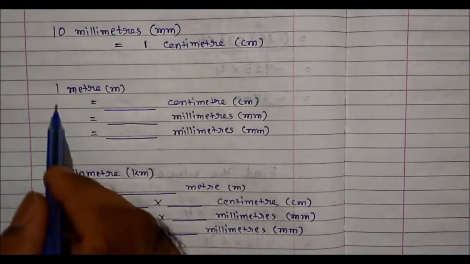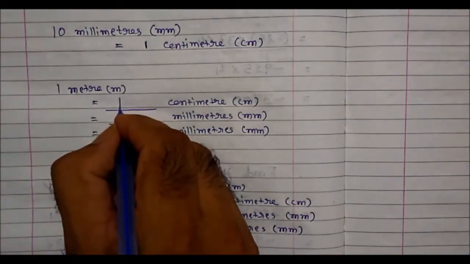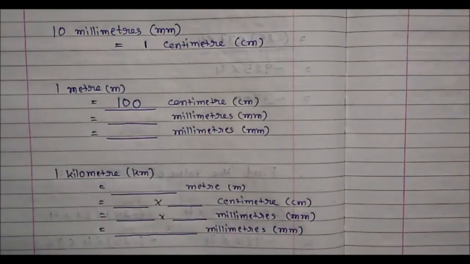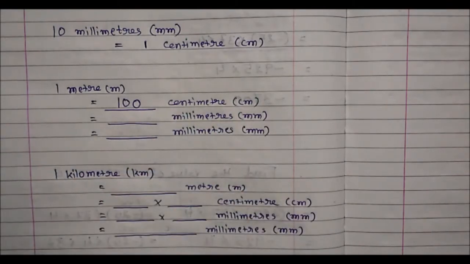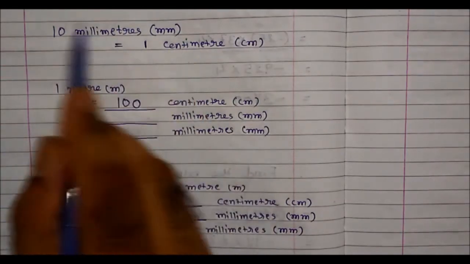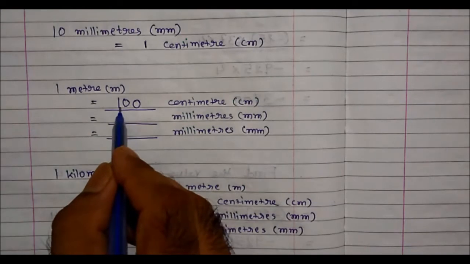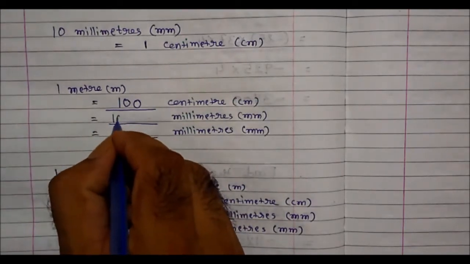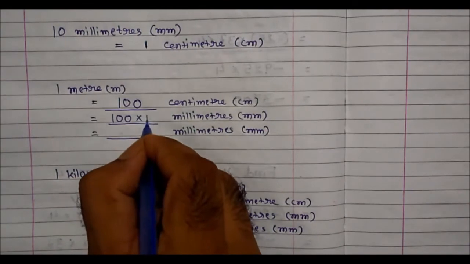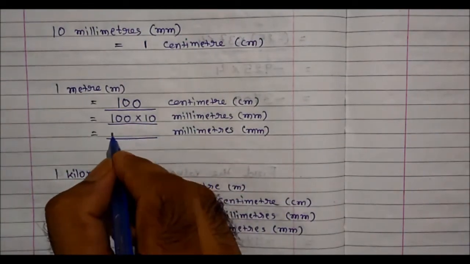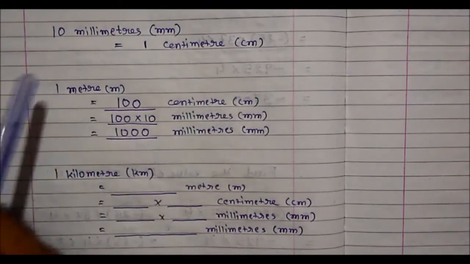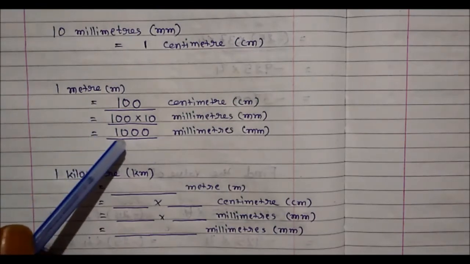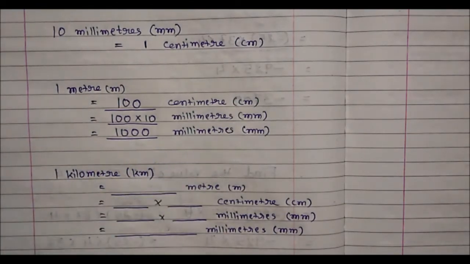Now let's take the meter. 1 meter is equal to 100 centimeters. When we convert this centimeter into millimeters, we know that 1 centimeter is equal to 10 millimeters. So we will multiply this 100 with 10. We will get 1000 millimeters. 1 meter is equal to 1000 millimeters.